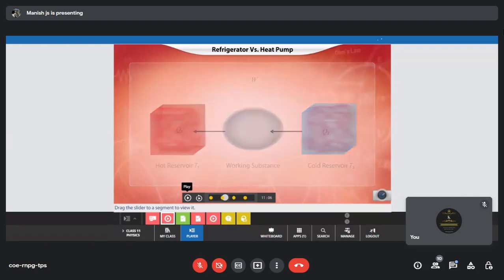So in a refrigerator, the opposite process of the heat engine happens. Here Q1 and Q2 have a different meaning. The cold reservoir, you can see, has a transfer of heat happening towards the working substance. So the arrow marks get reversed. That is the basic difference. Because you can see that from the cold reservoir to the working substance there is a transfer of heat Q2, and from the working substance a transfer of heat Q1 takes place to the hot reservoir.